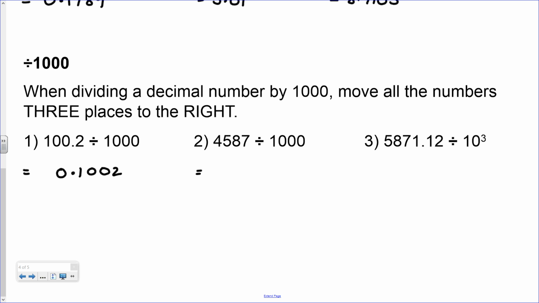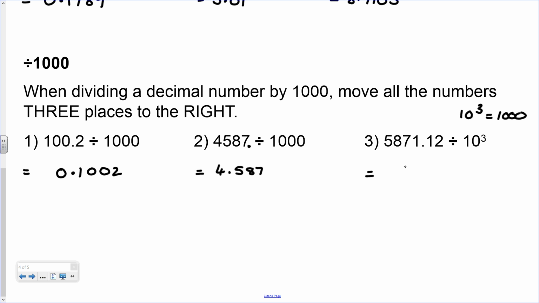Okay, number 2. Again, we've got no decimal point shown, but that would be at the end. To make it 1000 times smaller, it moves over 1, 2, 3 places to make that number 4.587. And the last one, again, if you see 10 to the power of 3, remember, that is the same as 1000. So you're really saying, right, let's divide by 1000.